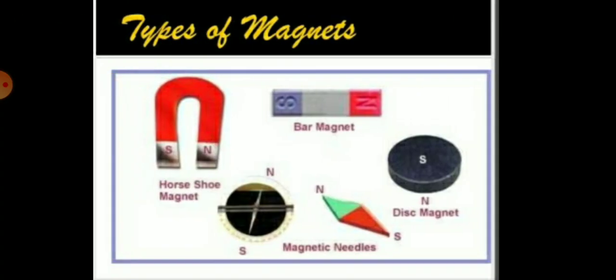So children, you can see in this picture there are different shapes of magnets. For example, bar magnet, horseshoe magnet, magnetic needle, disc magnet. There are different types of magnets, like natural magnet, dumbbell magnet, cylindrical magnet, and so on.